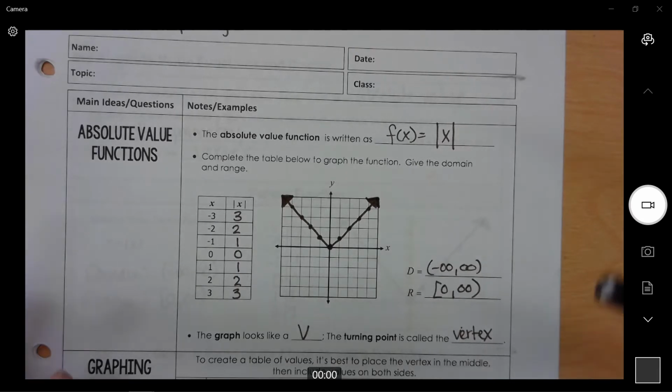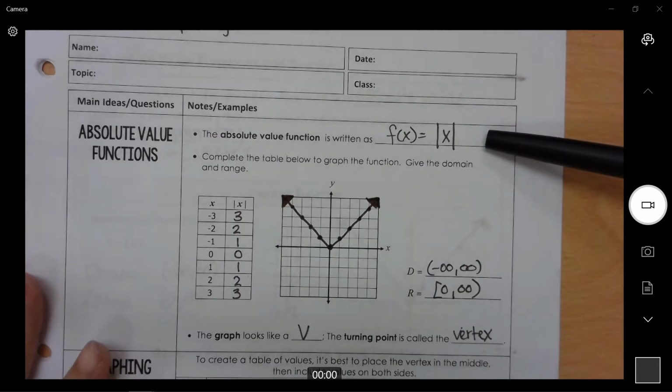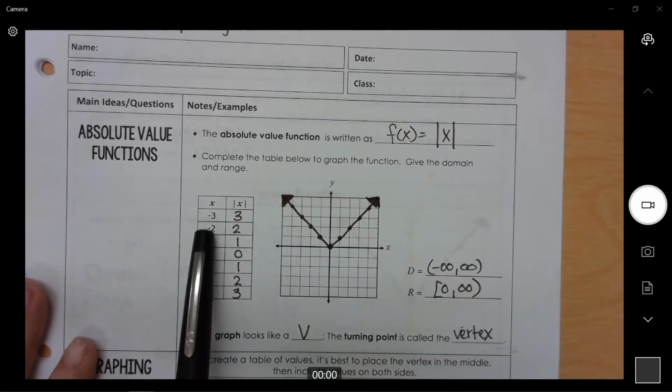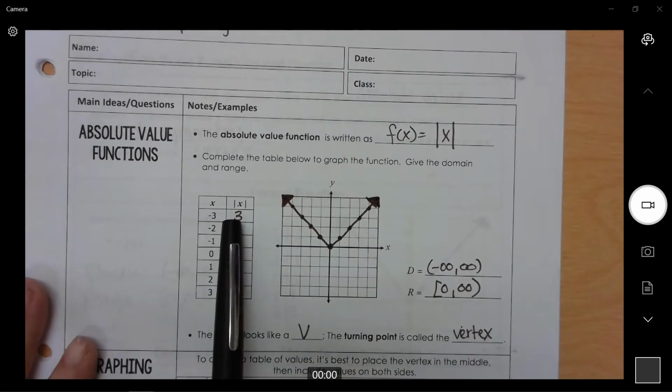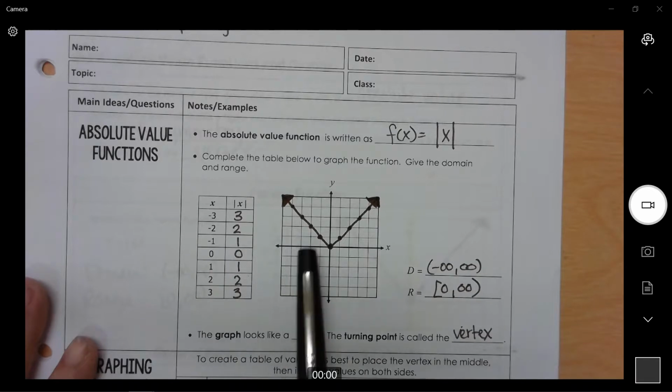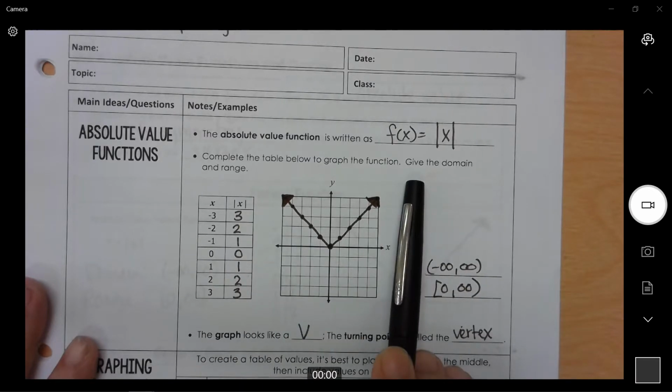So the absolute value function is f of x is absolute value of x. If we're filling out the table, we put -3 in. Absolute value of -3 is 3, -2 is 2, -1 is 1, and then it repeats. So we end up with that beautiful V look.